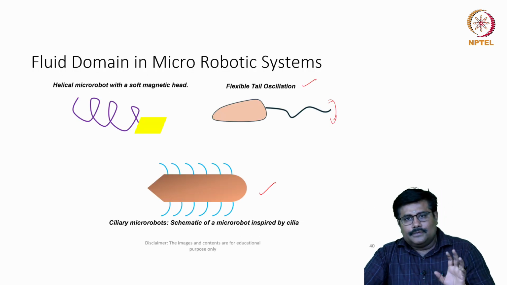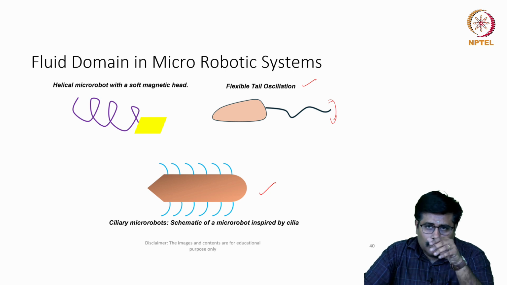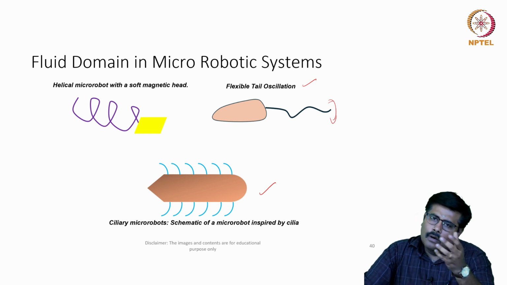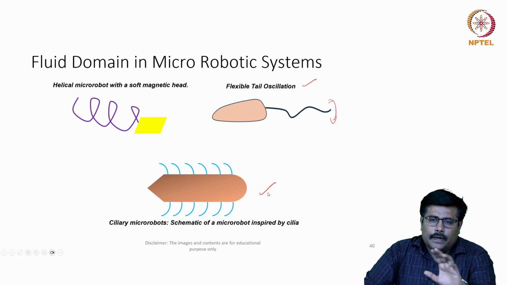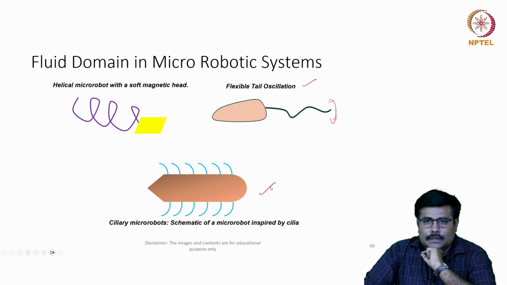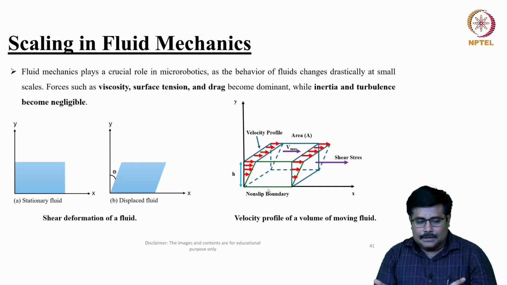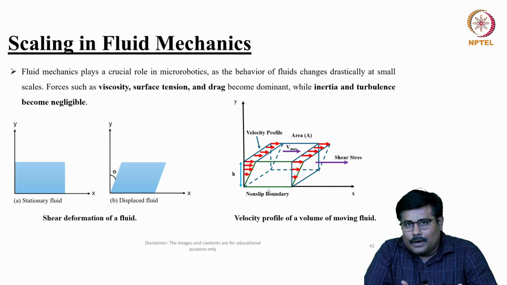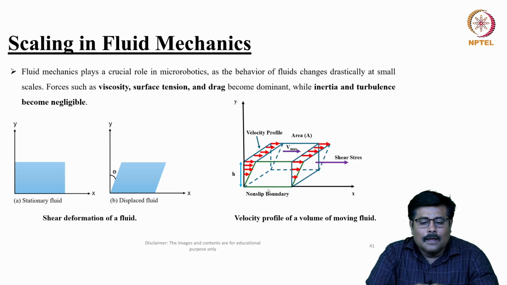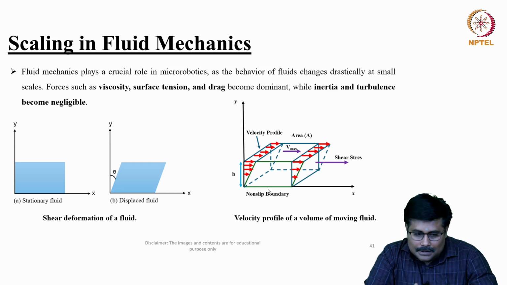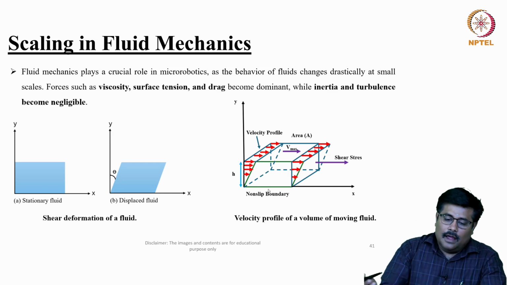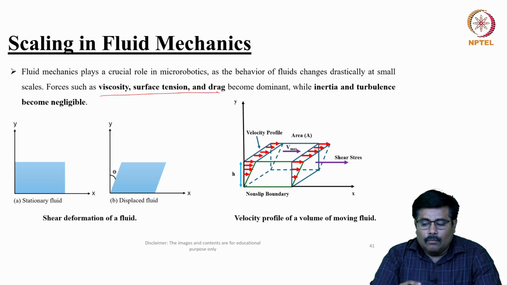So if we closely observe how these systems move, either in a blood domain or in a fluid domain or any other liquid domain to take care of the functionalities, there is a need to understand the different parameters which they exhibit. As far as fluid mechanics is concerned, like most of you might have studied, fluid mechanics plays a crucial role in micro robotics. As the behavior of the fluid changes drastically at small scales, forces such as viscosity, surface tension and drag become dominant, while inertia and turbulence become negligible.